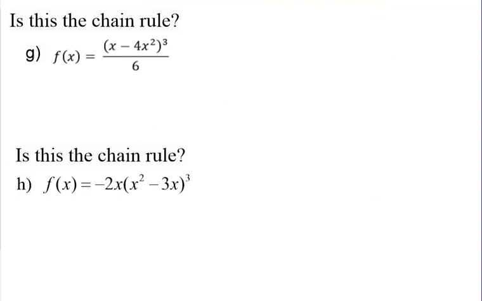So is this the chain rule? We kind of want to ask ourselves, do we have a coefficient out front? And then do we have some type of function within a function? Well, in this case, this function is really just 1/6 times x minus 4x squared cubed. So yes, that is indeed the chain rule.